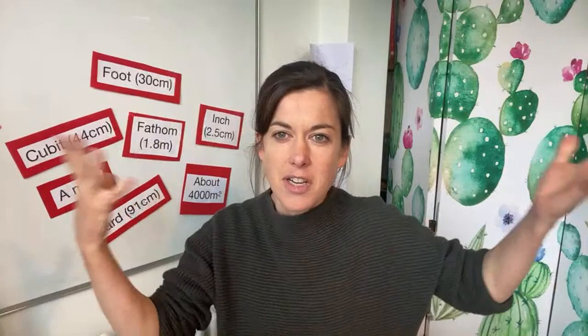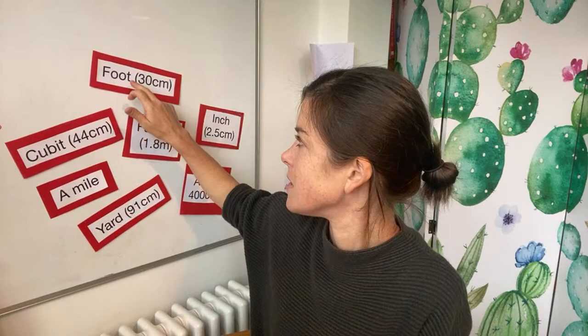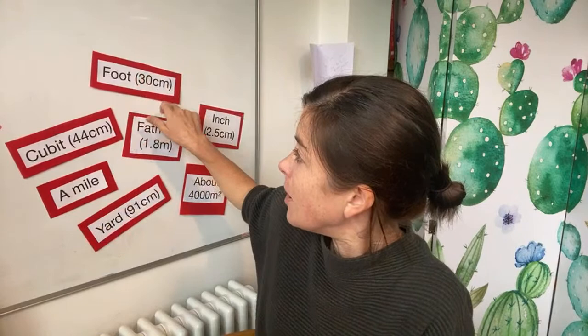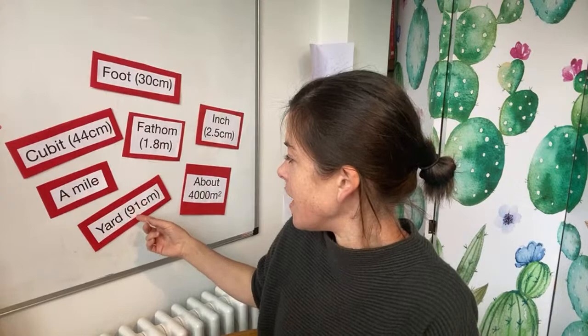What is the difference? Let's just start off with a little bit of history, because I just thought this was interesting. I've got a few different historical measurements here, ways that people used to measure things in ye olden times. I'm going to give you some instructions, and I'd like you to do the thing and then tell me which measurement the action links to. So we've got a foot here, which people still use, describing themselves as being like 5 foot tall, but in the modern day we'd say that's 30 centimetres. An inch is 2.5 centimetres, a fathom is 1.8 metres, a cubit is 44 centimetres, you've got a mile, a yard is 91 centimetres, and an acre is about 4,000 metres squared.